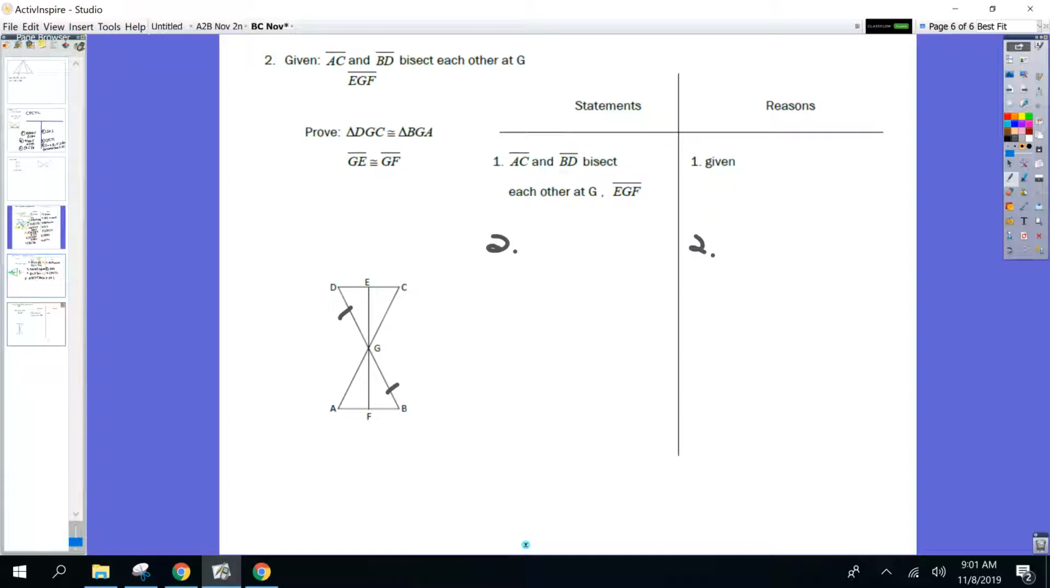And separately, CG, yes, is congruent to GA. Nice. So let's put that right in the proof before we forget about it. DG congruent to GB. GC congruent to GA. Definition of a bisector.